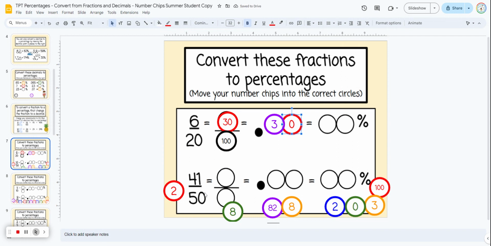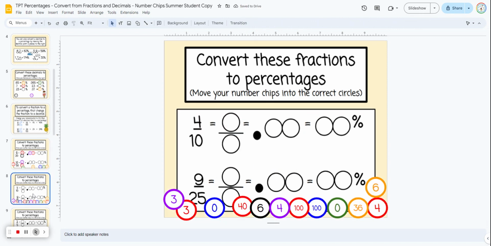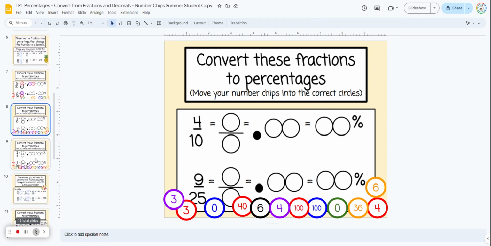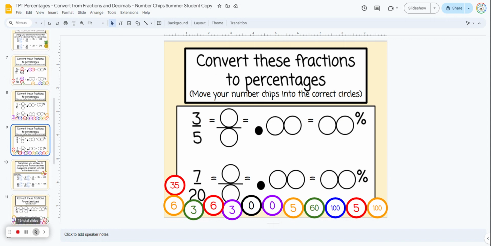And they're going to do the same thing on this one. Again, we want our denominator to be 100, so we have to multiply by 2 in this case, and we get 82 hundredths, and so on. They're going to do the same thing on the next slide. Just change their denominator to 100. Same thing here.